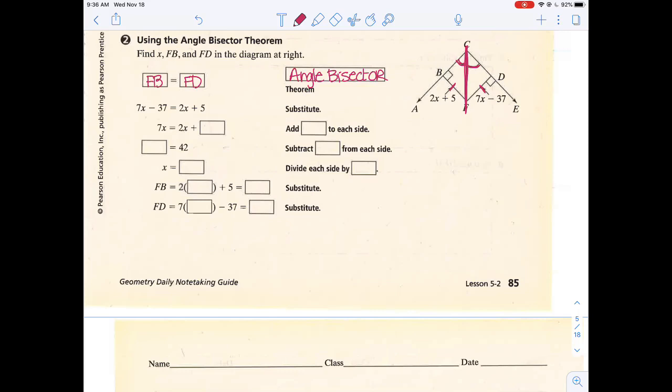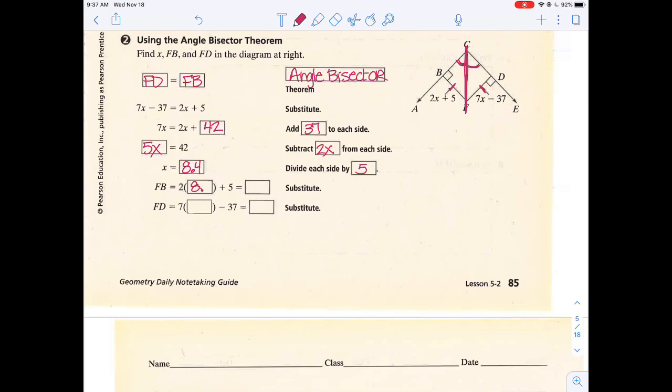So then it's just substitution. FD is 7x minus 37, and FB is 2x plus 5. So then we go ahead and solve it. We're going to add 37 to each side. So over here, 5 plus 37 would be 42. That canceled out the 37 on the other side. We're going to subtract 2x from each side, so 7x minus 2x would be 5x. Then we're going to divide each side by 5, and we get 8.4.